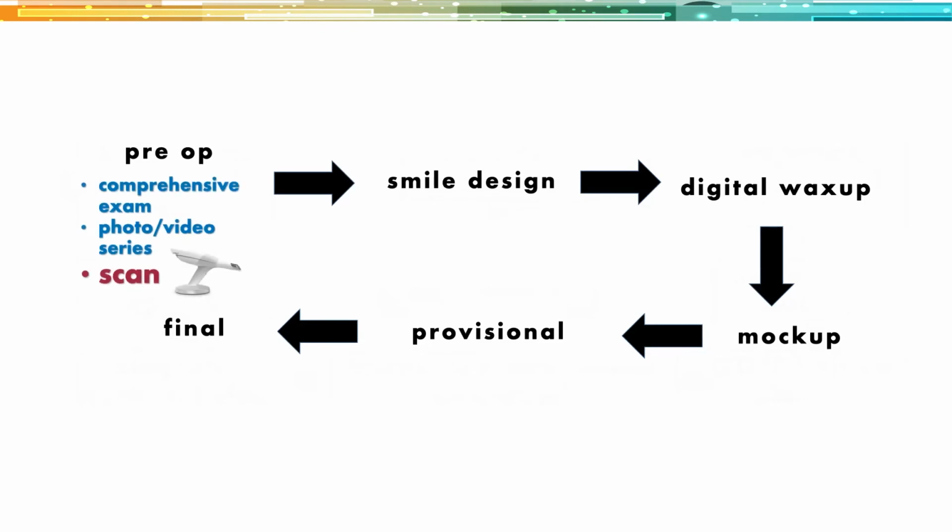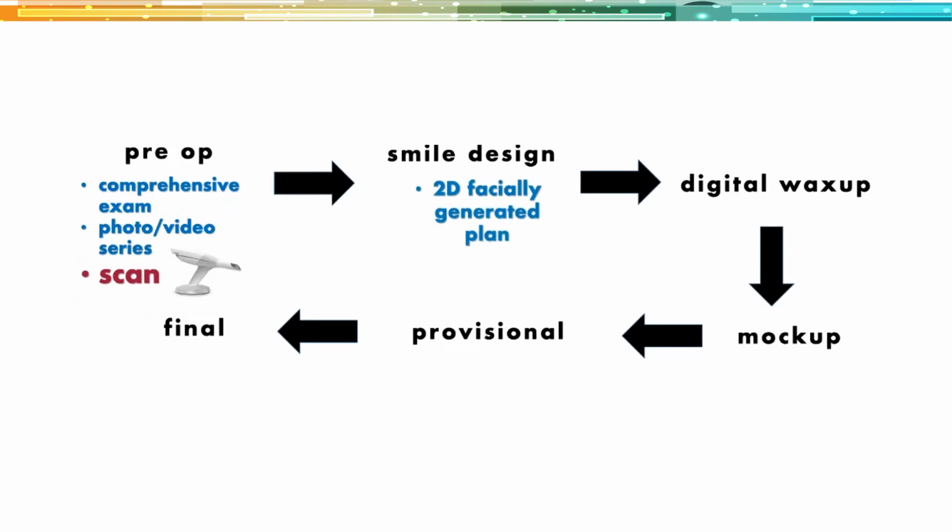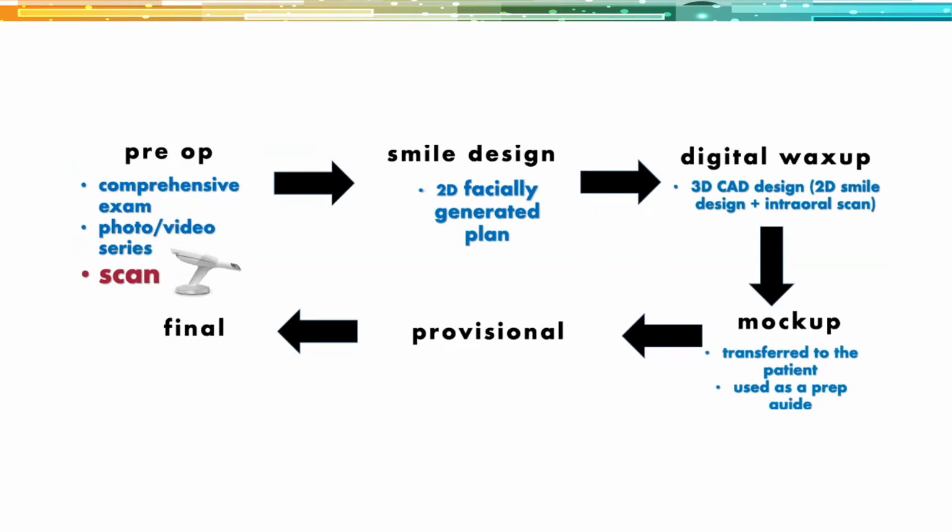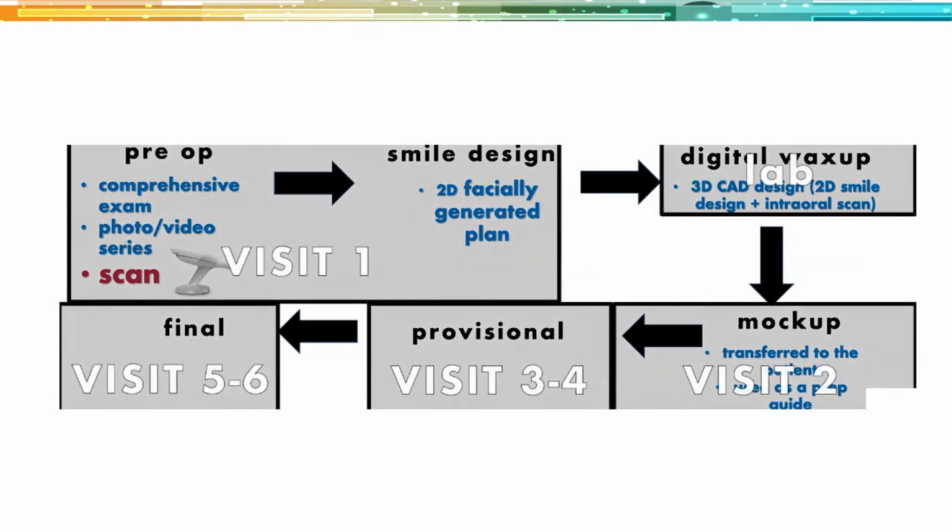With the process map for Kathy, you'll see that in that first visit, we did our comprehensive exam, photo and video series, and we took a TRIOS scan. We then used that to create our smile design. Then we created our wax-up. Then we did our mock-up, and we're even going to use that for the provisional. This shows you what the visits look like. Once Kathy saw the mock-up, she was very happy with it and she signed up for treatment.